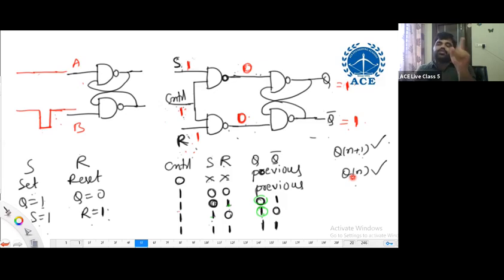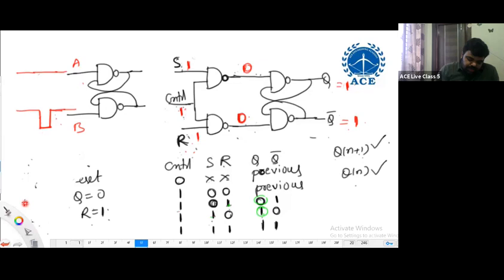What are the conditions for storing the data? Control equals 0. Is there any doubt in that? No doubt, it is storing the data. Control equals 1, enabling input, sensing to the inputs. Once you understand this, let us make a table here. Whether you are writing this table or not doesn't matter. What I am going to explain is very important here.